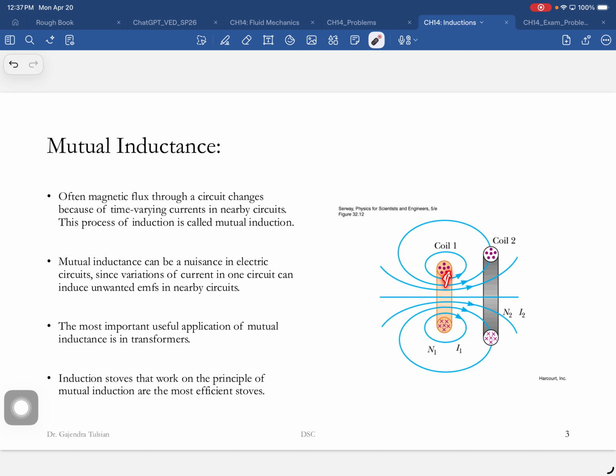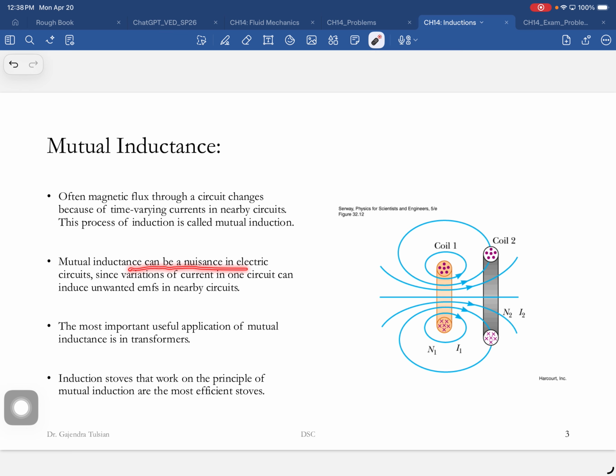So if you have a time-varying current here, it's changing magnetic fields, and the flux through this coil will change. This process of induction is called mutual inductance. So it will induce an EMF in this nearby coil. Time-varying currents in this coil are affecting nearby coils.